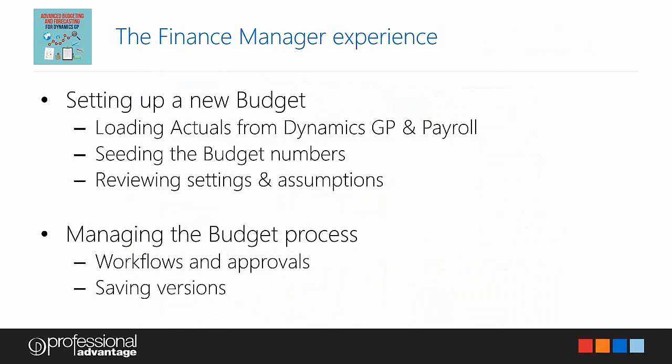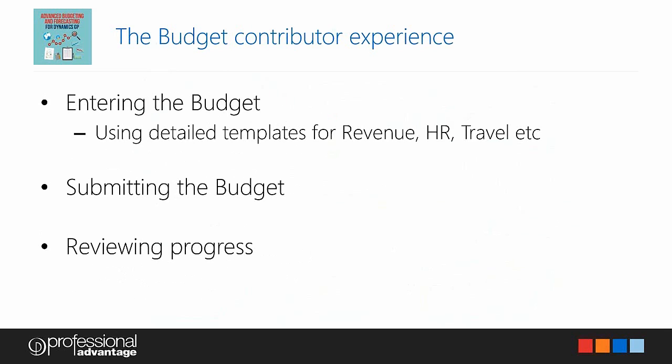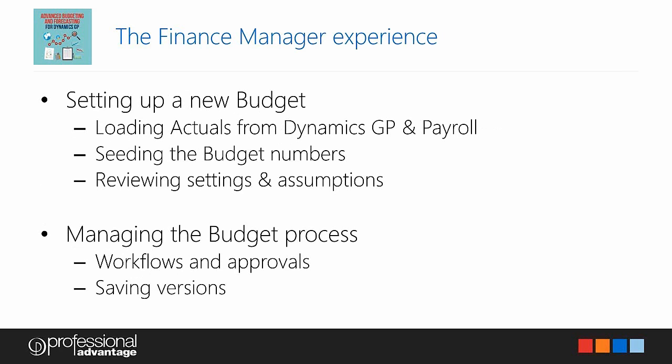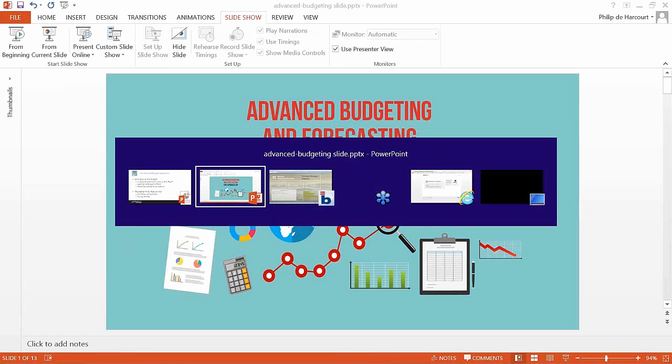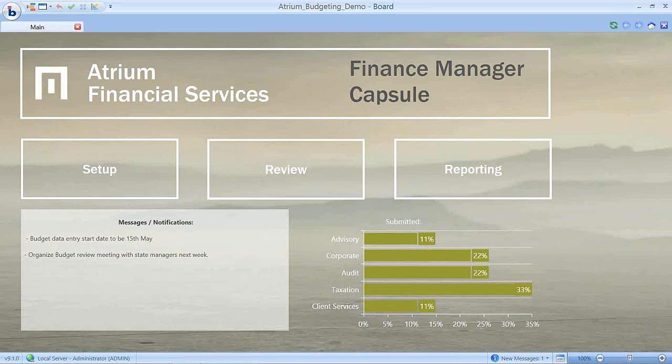Okay, so what I want to do is look at Board through three views. Firstly, I'm going to start off with the finance manager, who's setting up a new budget and managing the budget process. Then I'll jump through to how an end user, a budget contributor, would experience Board. And finally, I'll have a look at how a high-level financial user or a CFO would be interested, doing things like scenario comparisons, top-down adjustments, and so on. So let's have a look at the budget finance manager to start ourselves off.